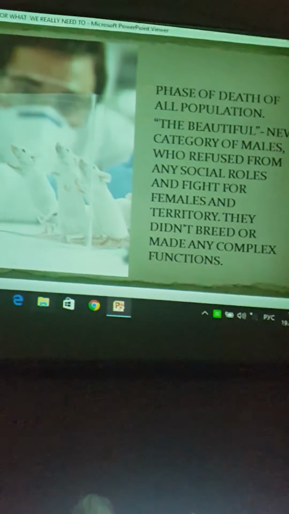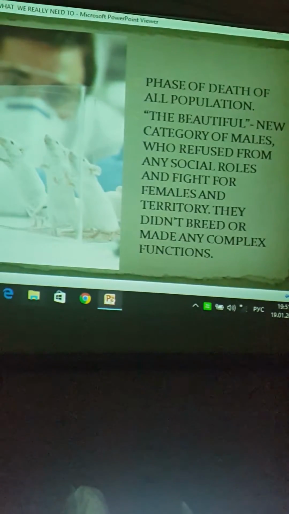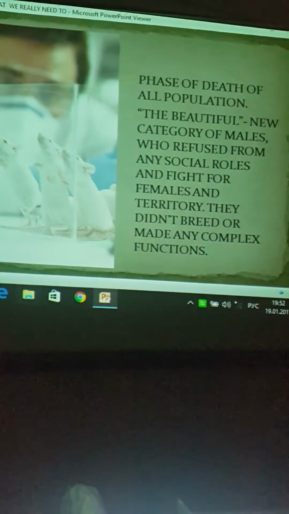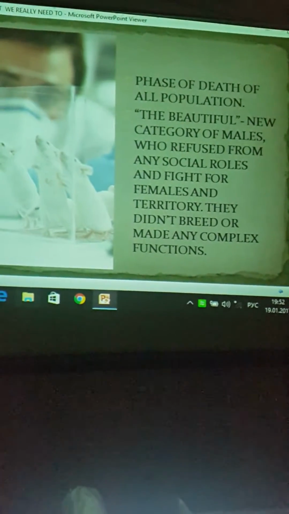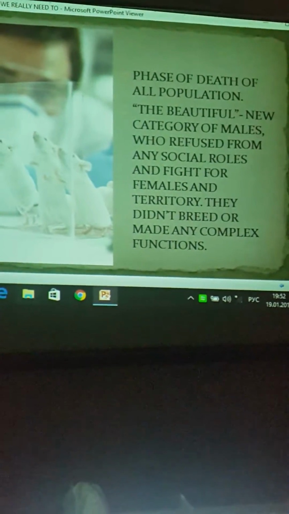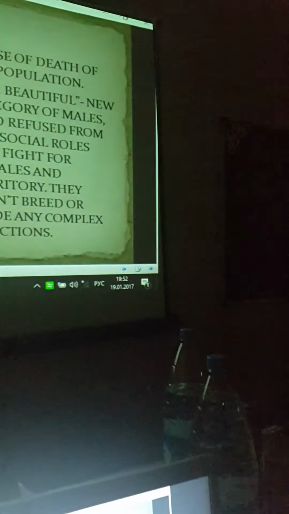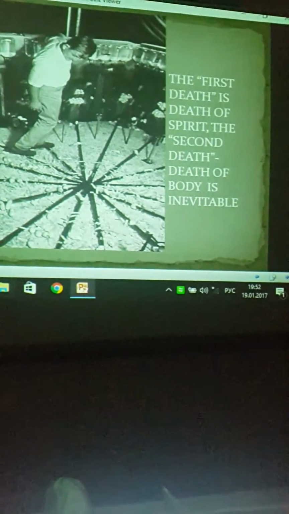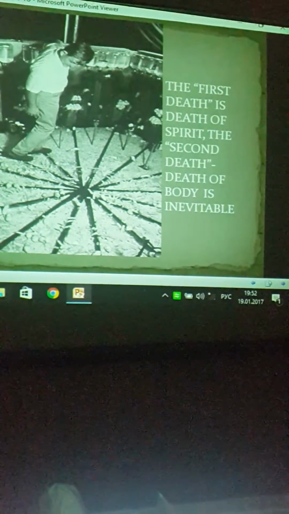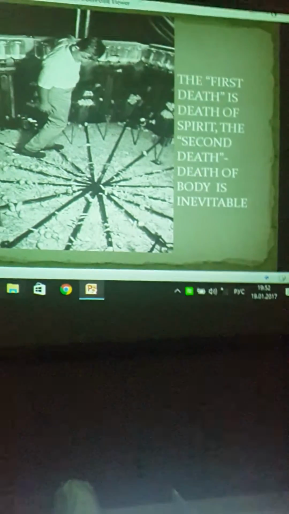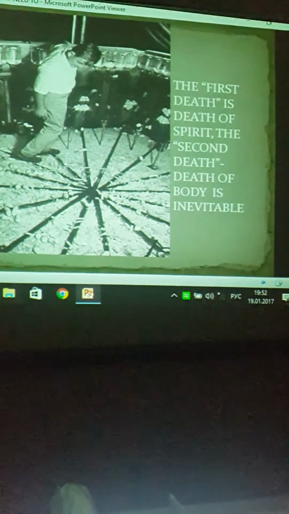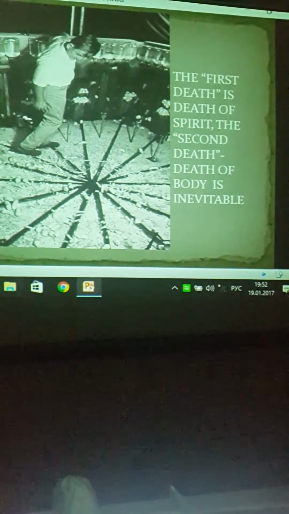So they were called the beautiful ones because they didn't have any injuries on their bodies. And these mice were really very stupid. They didn't take any social roles. They didn't show really complex behavior. They were just living without any social functions. Okay. So after the experiment, all mice died. It was approximately 5 years after the beginning of this experiment. Why was it so? Dr. Calhoun said that it was the first death, death in spirit.